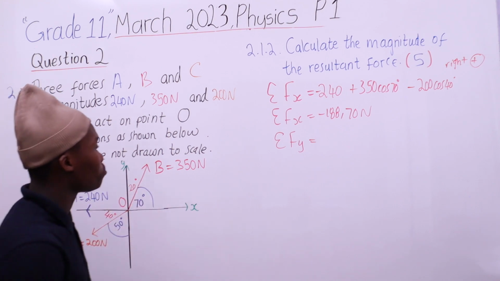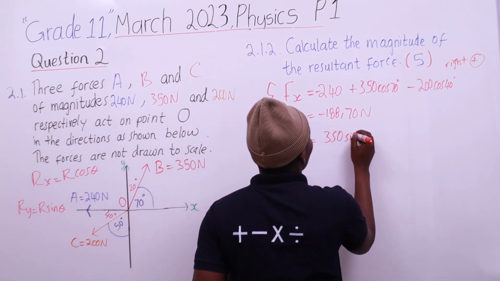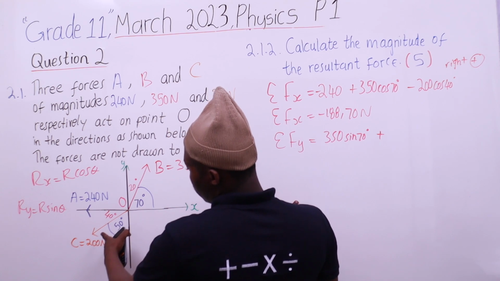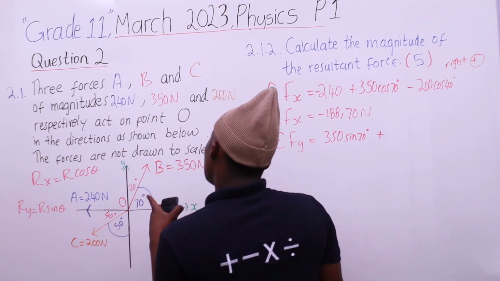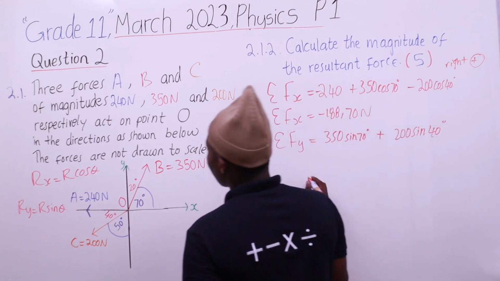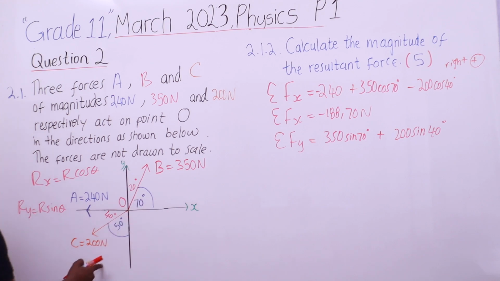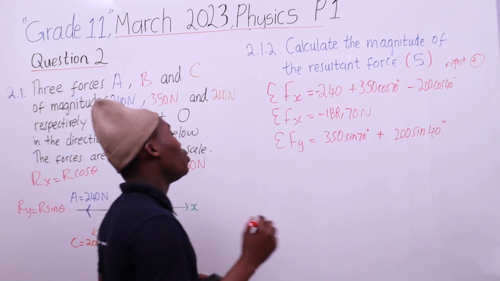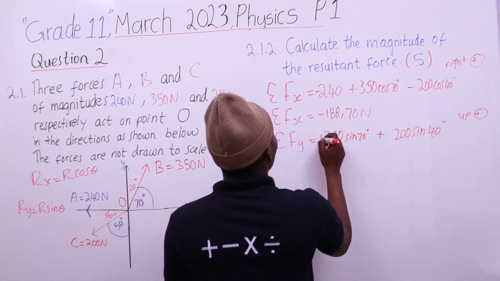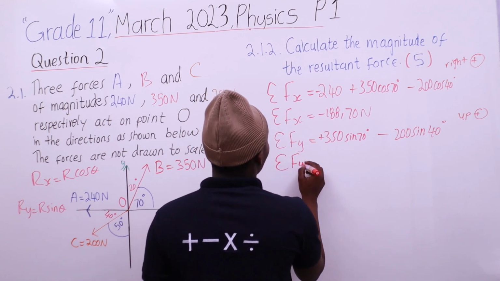The y of B will be 350 sine of 70 plus, and then the y of C will be 200 sine 40. But the directions are such that B's y goes up and C's goes down. So if we say up is positive, that means B's will remain positive, but C's will remain negative.